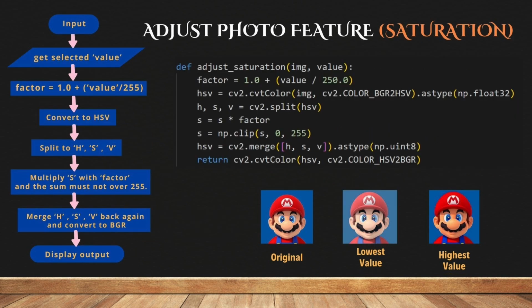For saturation, this controls the intensity of color in an image. Higher saturation makes colors more vibrant, and lower saturation makes colors duller. At the lowest setting, the image becomes grayscale. Increasing saturation too much can make colors look unnatural, and reducing saturation slightly can create a soft and professional tone.